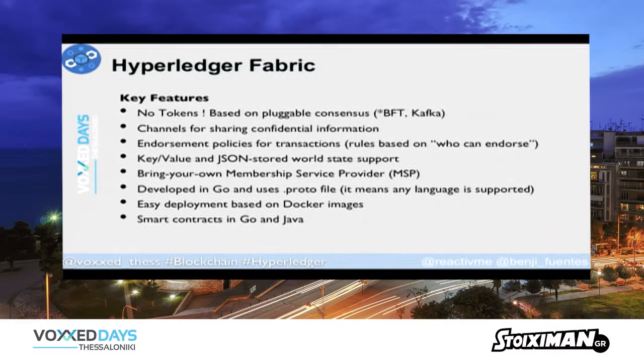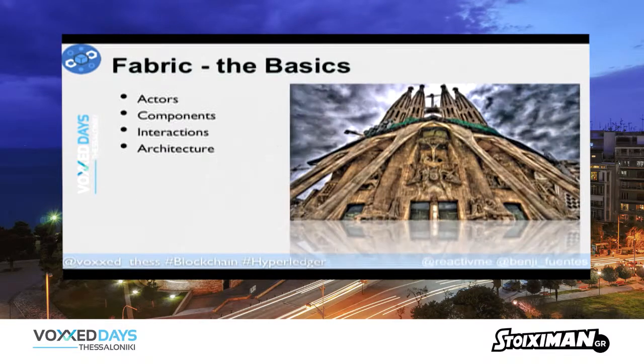You have the membership service provider, that is the authority that's giving the certificates. You can have any client that you want because it's based on protofiles. It's based also on Docker images, that are easy to start. And smart contracts can be written today in Go and in Java. So, the basics.